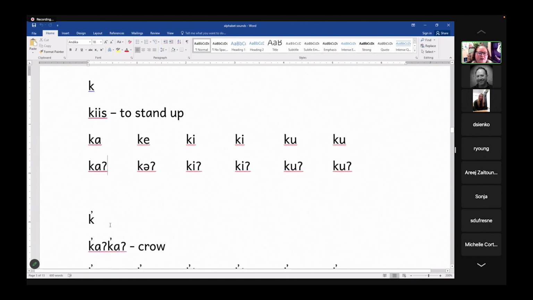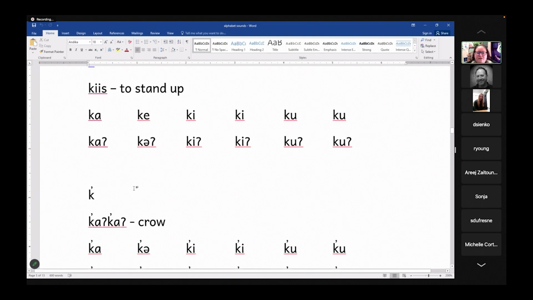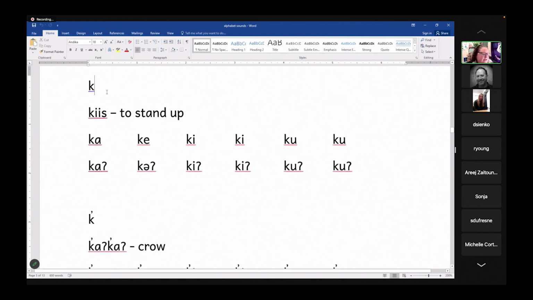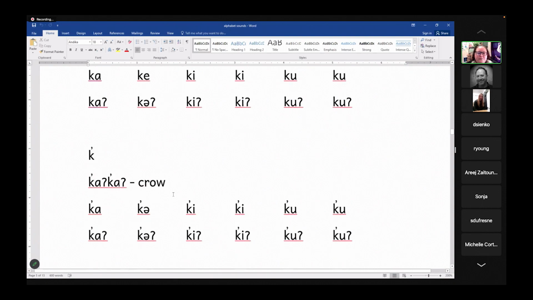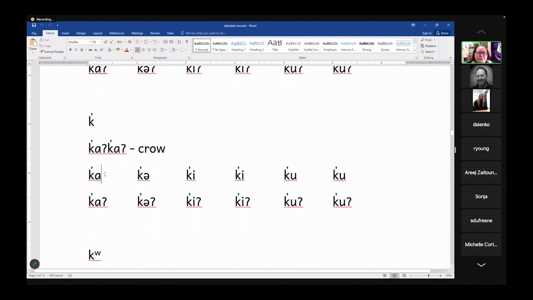But we also have the hard K or the glottalized K, which makes k, k sound. So the regular K is k, k, k, and the hard K, k, k, k, like in ka, ka, ka, ka. So let's do our sound chart. Ka, ka, ki, ke, ko, ku. And then with the glottal stops, ka, ka, ki, ke, ko, ku.